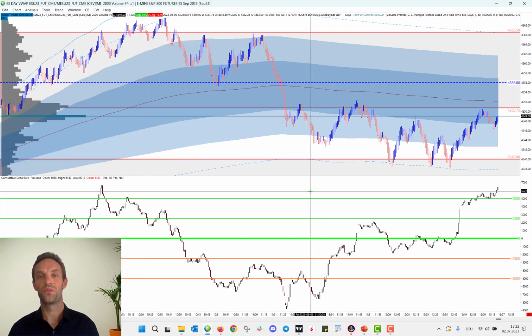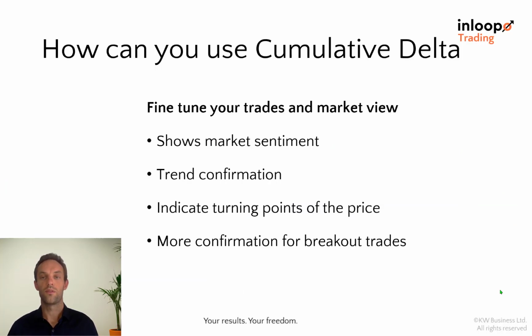In the next slide, I want to show you a quick overview of bullet points, how you can use cumulative delta. First of all, the most important thing is to fine-tune your trades, to fine-tune your market view. So this is not the holy grail everybody is looking for. This is just a single piece of your trading strategy and of how you see the markets. Cumulative delta, first of all, shows the market sentiment every day, or if you set it to a bigger time frame, then you can also see market sentiment within a higher time frame, for example, a week or a month.